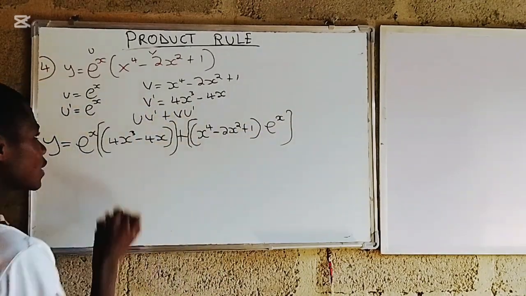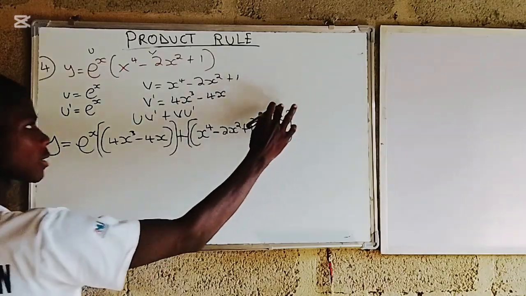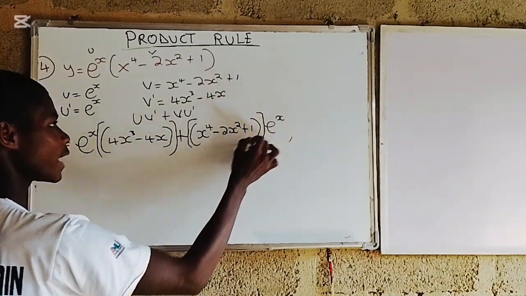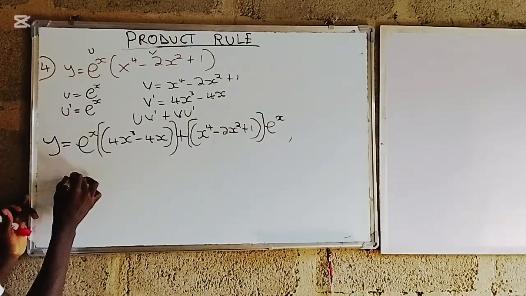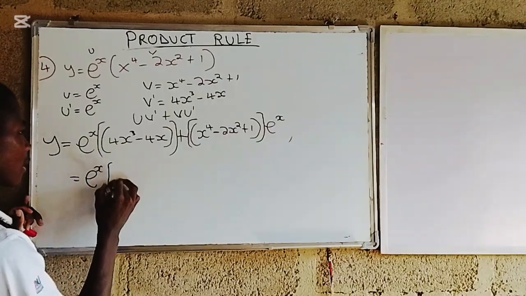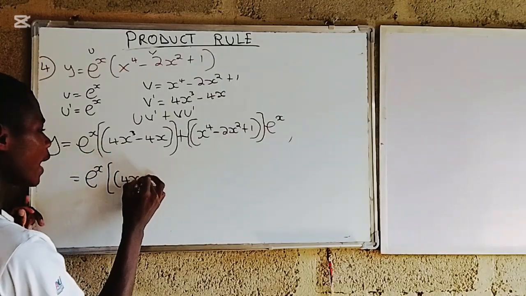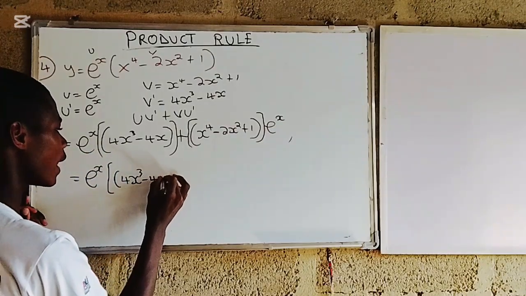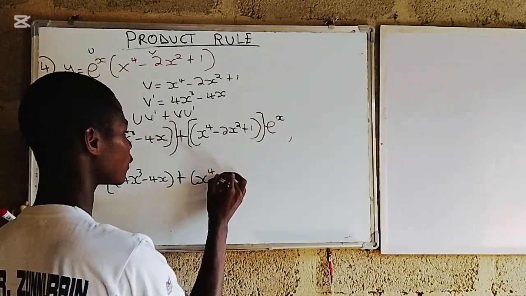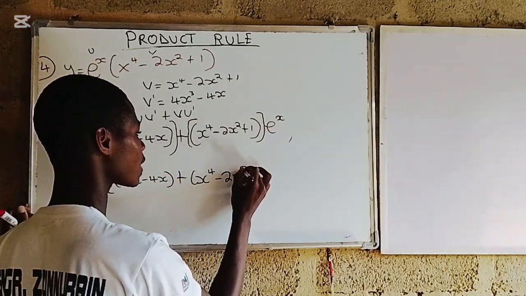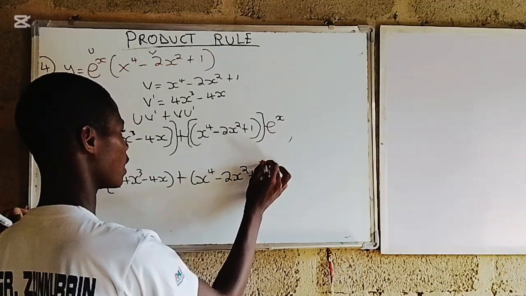But you have to take note, since in each bracket I have e to the power of x, it is very easy to factor out this e to the x. So this is the same thing as e to the x by 4x cubed minus 4x plus x power 4 minus 2x squared plus 1.